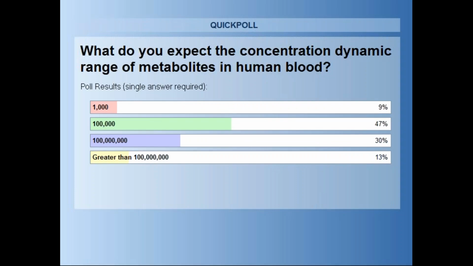Next one, what do you expect the concentration dynamic range of metabolites in human blood? I guess most people, the mode of this is 100,000 dynamic range, or 10 to the 5. 30% of the people said 10 to the 8. And I believe your presentation indicated you felt it was 10 to the 8, Dr. Li, right? Yeah. But those are known metabolites, right?